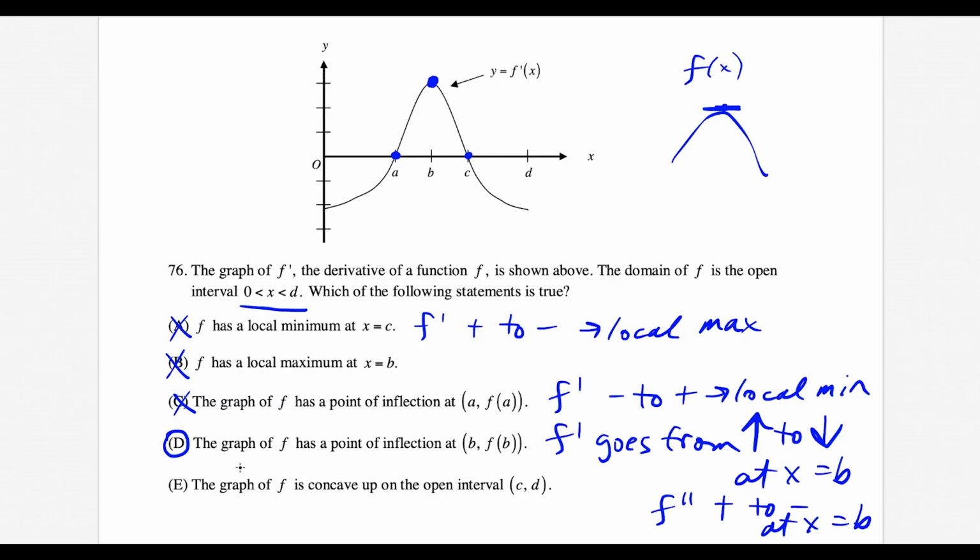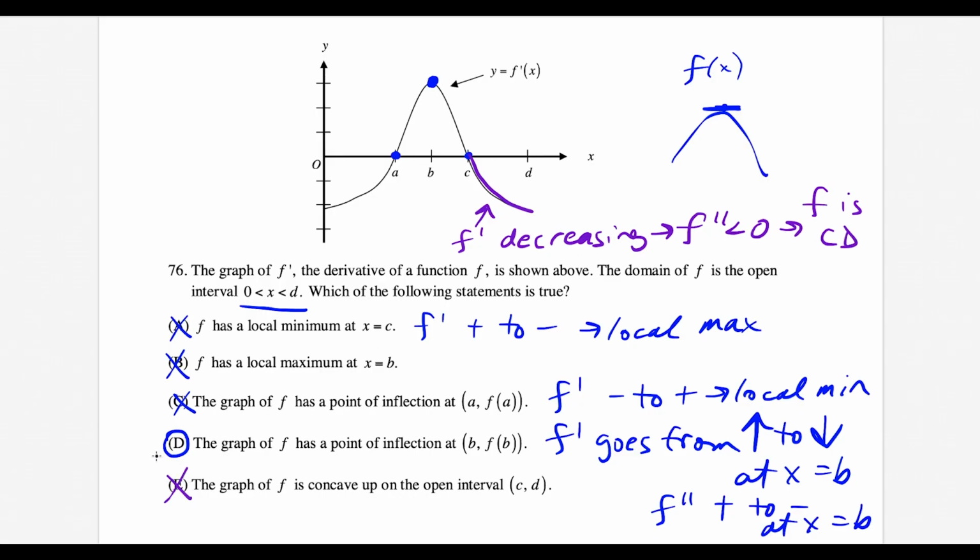Now just to double check, choice E: the graph of f is concave up from c to d. This is not true, because from c to d, f prime is decreasing. If f prime is decreasing, that means f double prime is less than 0, which would mean f is concave down, which I'll abbreviate. All right, so that's why choice E is no good, so definitely choice D.